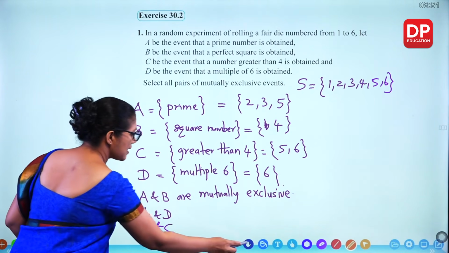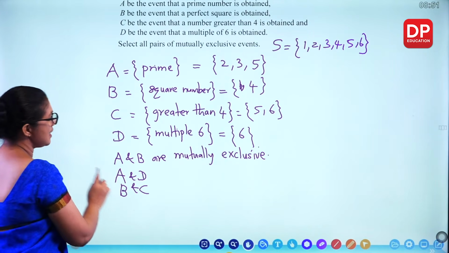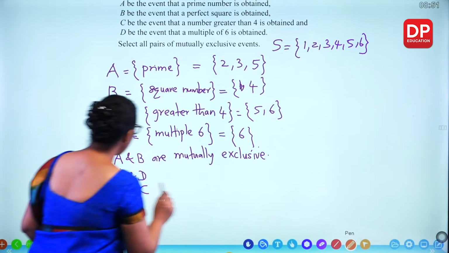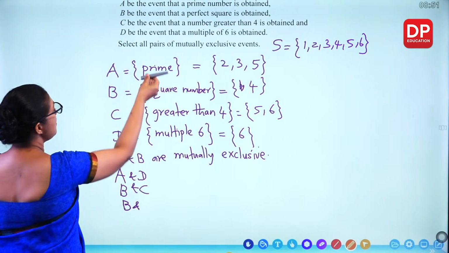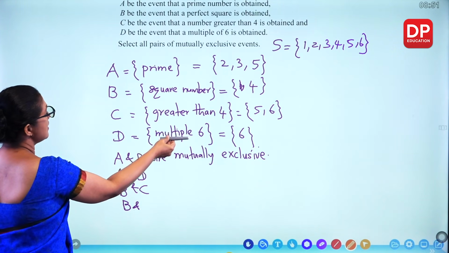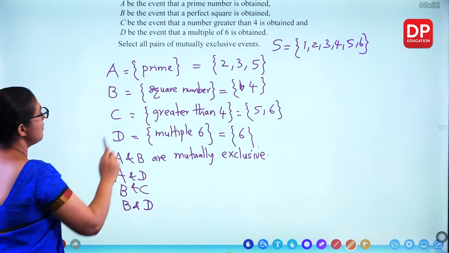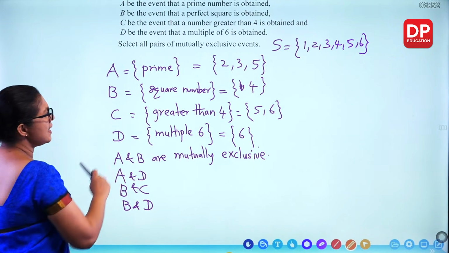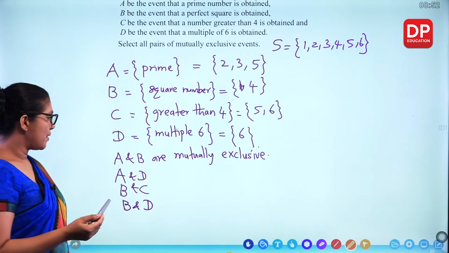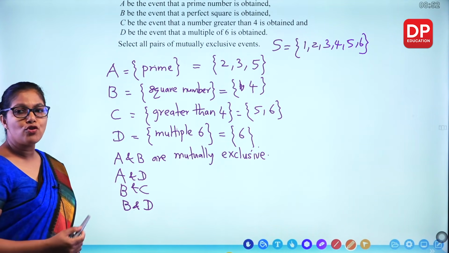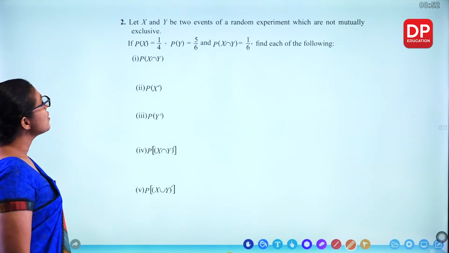B with D, no common elements. I can write B with D as well. Then C and D, you can't take because 6 is common. So these are the mutually exclusive events. Question number 2.